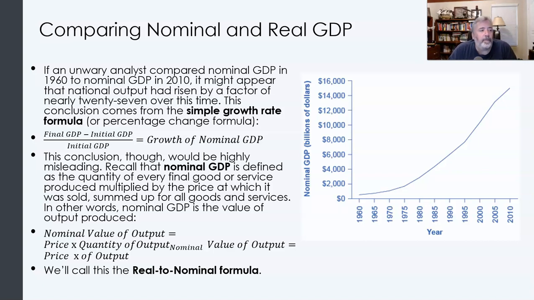Yeah, see, the problem, so here's nominal GDP. Do you see how much that increased from 1960 to 2010, where it went from less than a trillion to almost 16 trillion in the span of 50 years? That's incredibly misleading, all right?